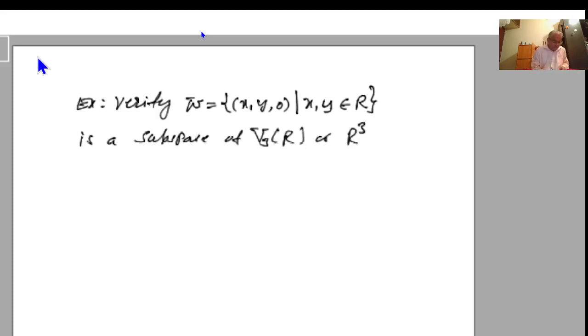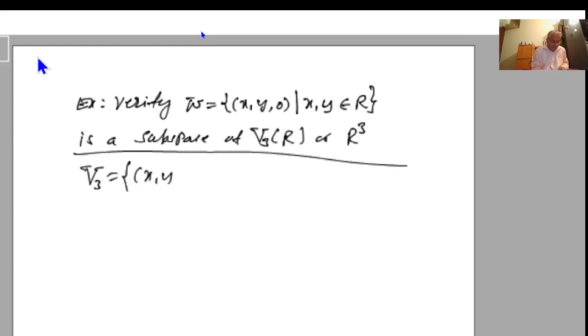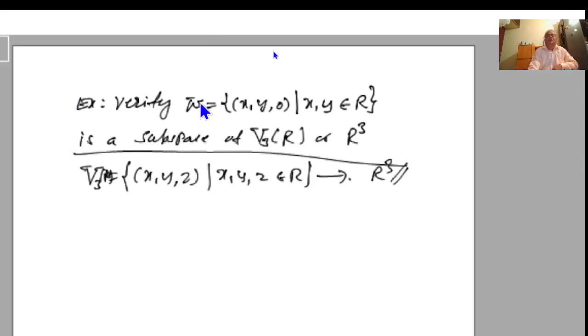See here, V3(R) means this is nothing but a vector space consisting of (x, y, z), where x, y, z belong to R. We know that this is a vector space over the field of real numbers R. So we denote this by V3(R). Okay. So here we have to prove that W equal to (x, y, 0), where x, y belong to R, is a subspace of V3(R).